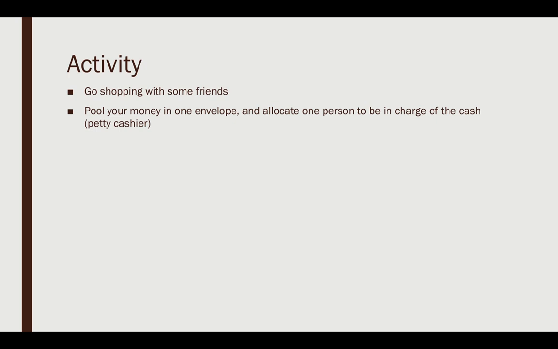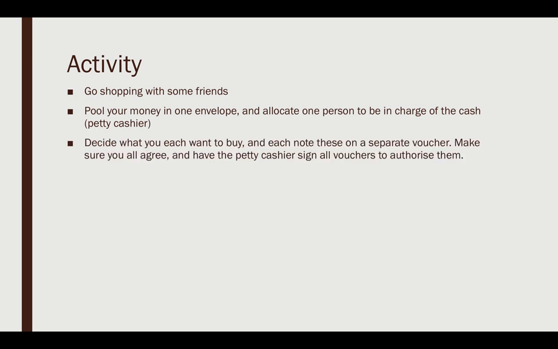And I want you to allocate one person to be in charge of the cash. This person is going to be the petty cashier. It might be you with your accounting knowledge, or maybe somebody else would like to have a chance to be in charge. You'll need to each decide what you want to buy. Maybe you would like a chocolate and somebody else would like a Coke and another person would like some fruit. And each note these on a separate voucher.